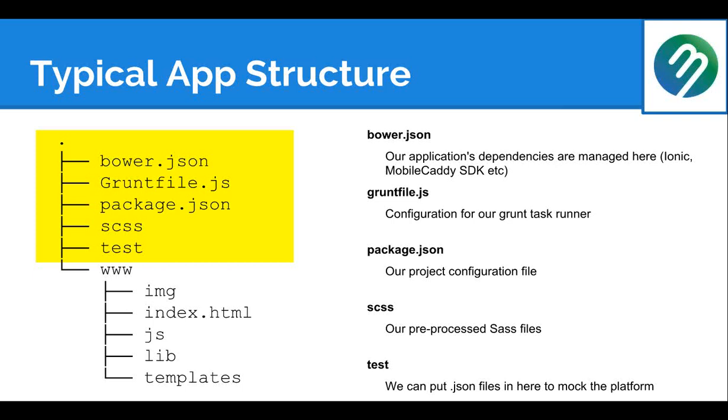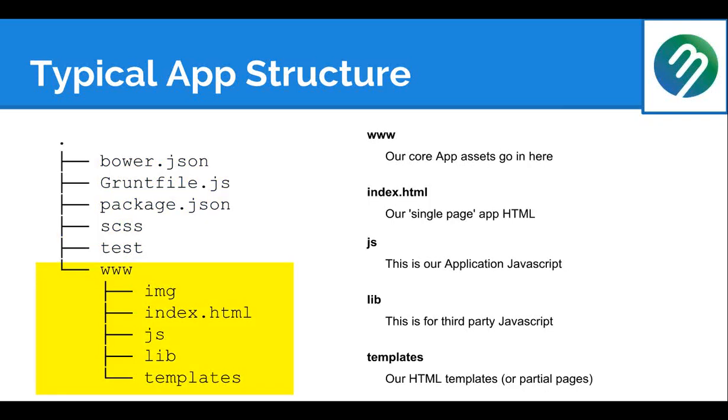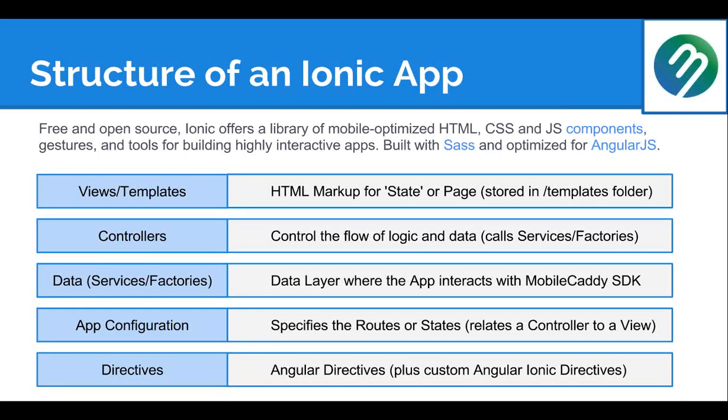And we've also noted there's a test directory here. This allows us to configure .json files which can mock the platform. So we can develop in a truly offline state, which allows us to really show that failure cases can be pushed through our testing. And in the www directory, it's very sort of standard application setup. We've got a JS file, that's where our core app is going to be living. The lib directory here will be for the third-party JavaScript and the Mobile Caddy libraries, and in our templates area. So I'll be jogging into these directories here now.